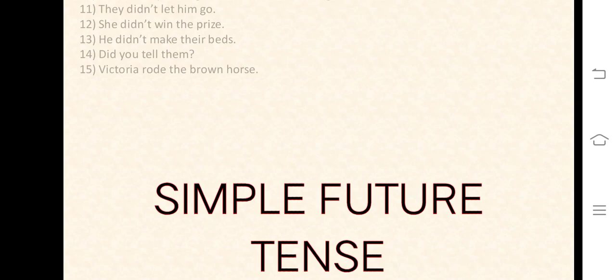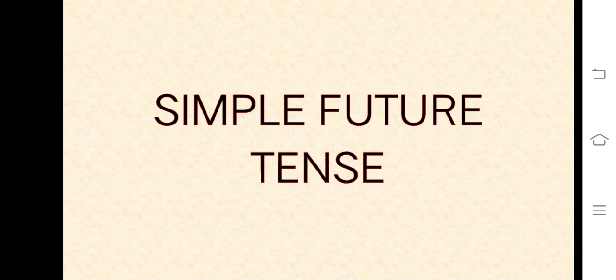Now we will learn rules of simple future tense. But what is simple future tense? Let's understand this first of all. We use this tense to express future actions that have already been planned to be done in the future. Normally we frame sentences of simple future tense with the help of will or shall plus verb 1, or we can say the root form of the verb.